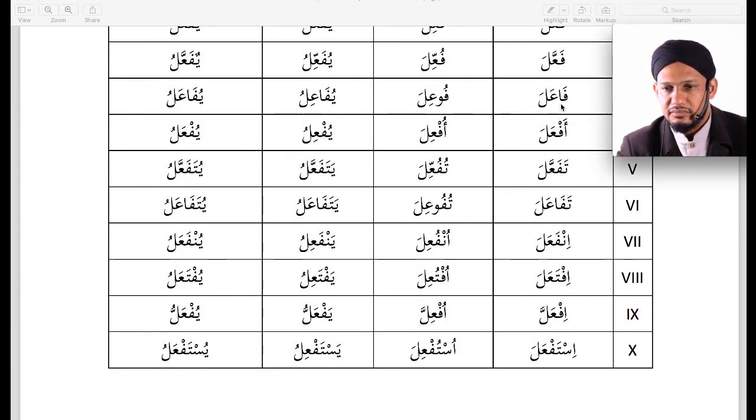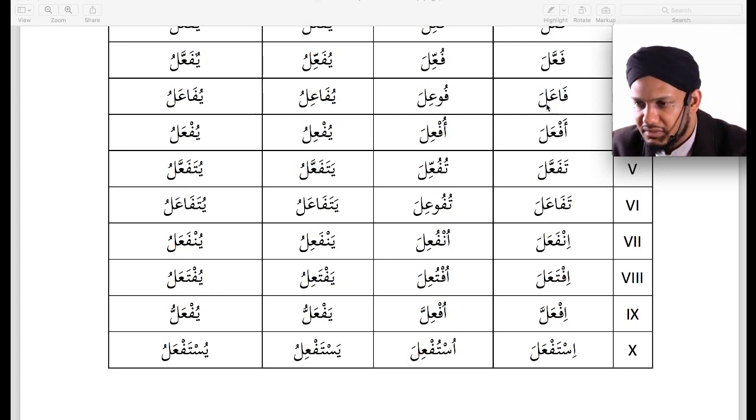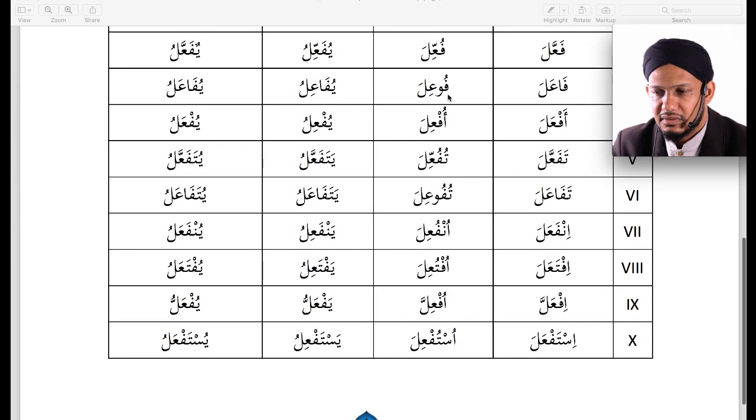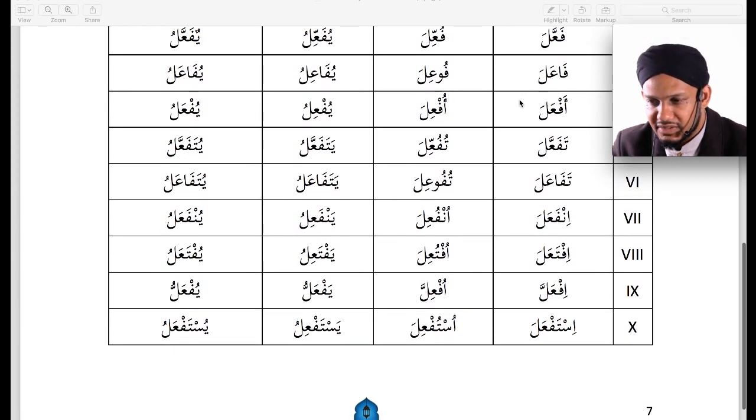Next one. Fa'ala, number 3. Fa'ala, you put the dhamma on the fa, and you see what happens is that the alif can't go with the dhamma. You can't have a fa with the dhamma and then the alif next. So we change the alif to a waw because the waw matches the dhamma. So therefore fa'ala becomes fu'ila. Next one. Af'ala, again the first letter becomes a dhamma, uf'ila. What are we doing? We're doing the majhul forms.